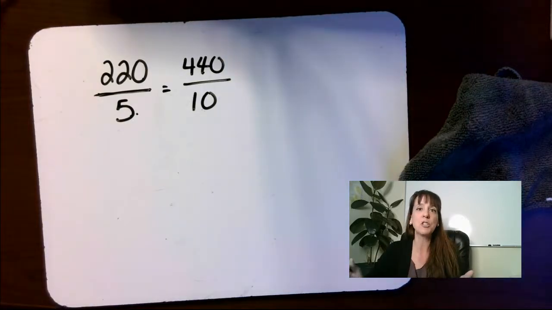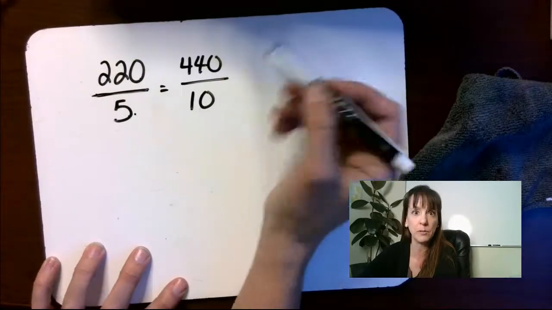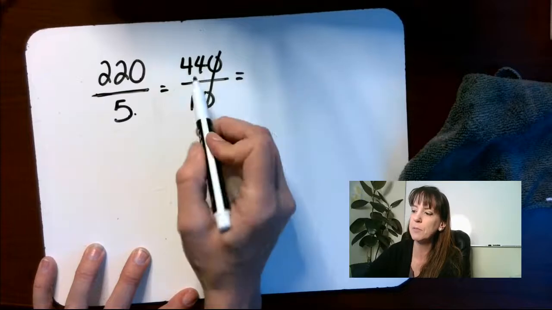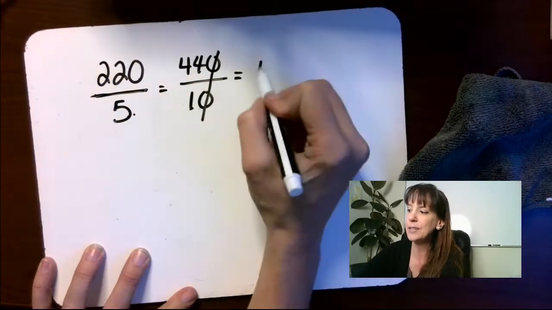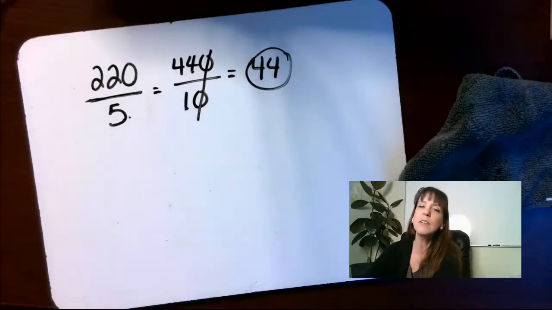Now, this is a much easier thing for me to deal with, right? I can lop these zeros off and I end up with 44 over 1. So this original problem, the answer is 44. So that's kind of another mental math trick.